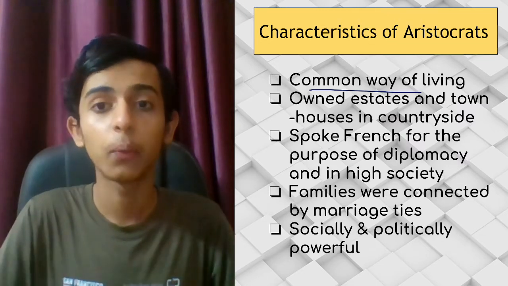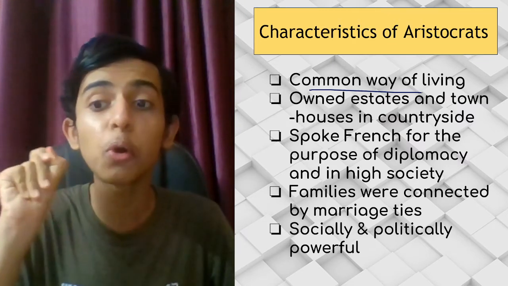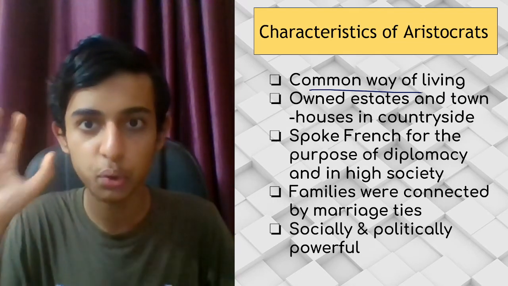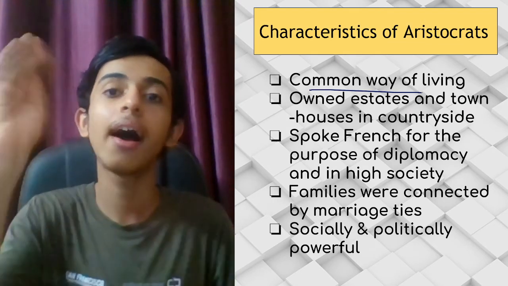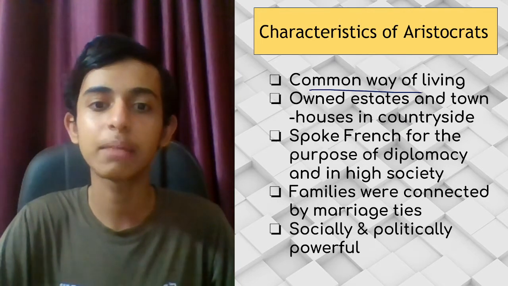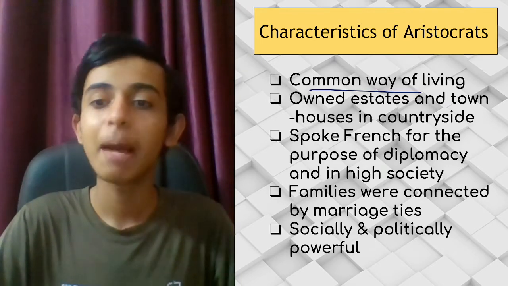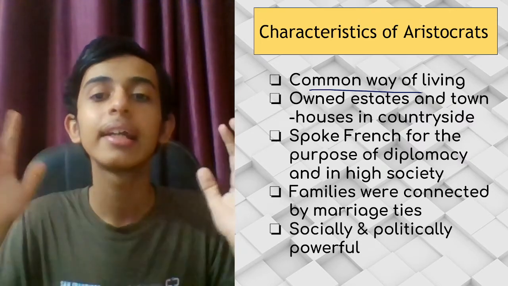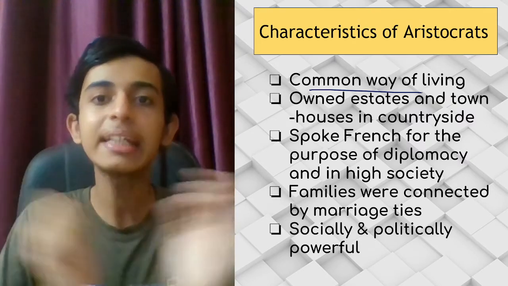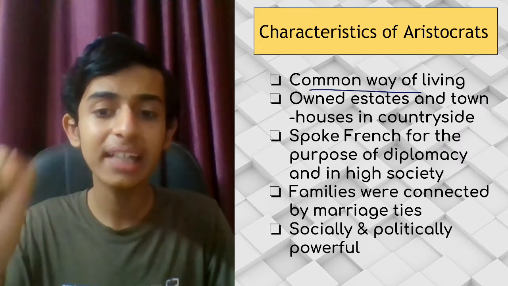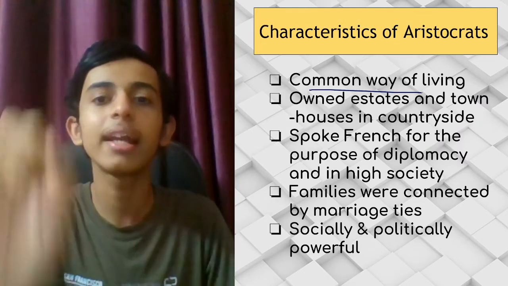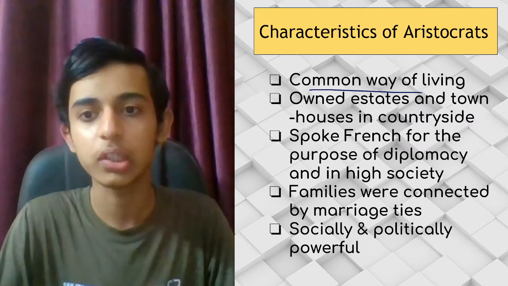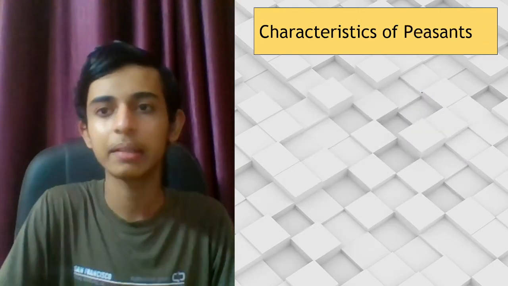Now one more interesting thing: they spoke French for the purpose of diplomacy and in high society, to show that they were at a high level, because French at that time was very popular. Families were connected by marriage ties. They used to marry with each other, the aristocrats, so that they can be connected. And they were socially and politically powerful. You can start writing them down in your notebook, because these will help you during your revision time. So this was the thing of aristocrats.